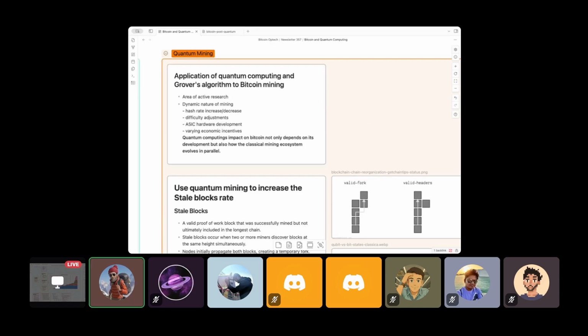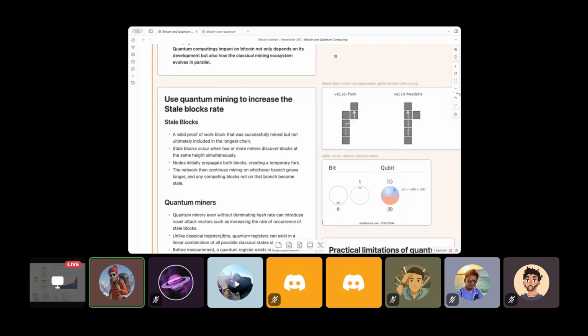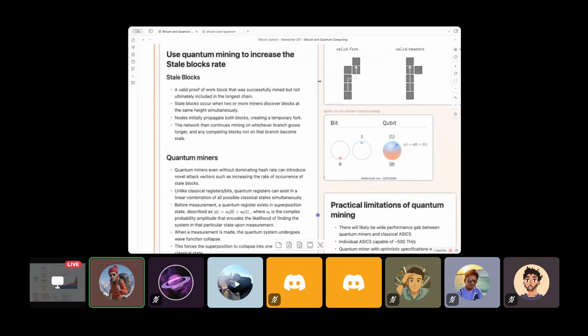So having these things in mind, we can look at how a quantum miner can be used to attack Bitcoin's mining process. So Bharat, curious if this is already at research and design stage, or is it only an idea right now?